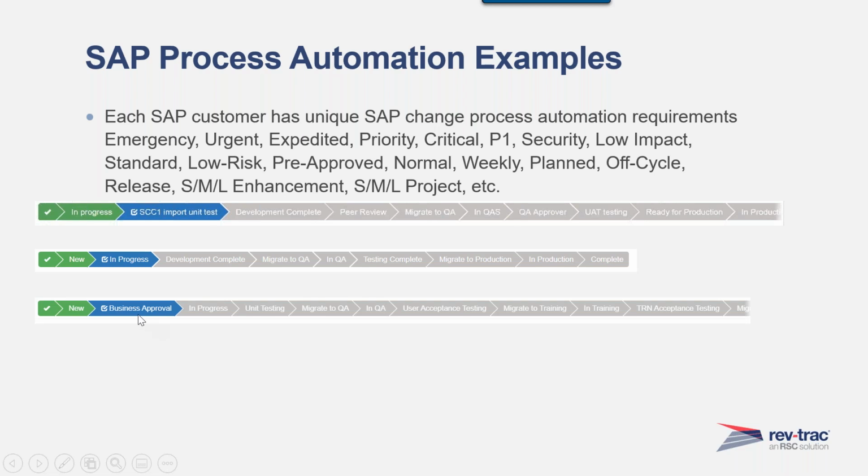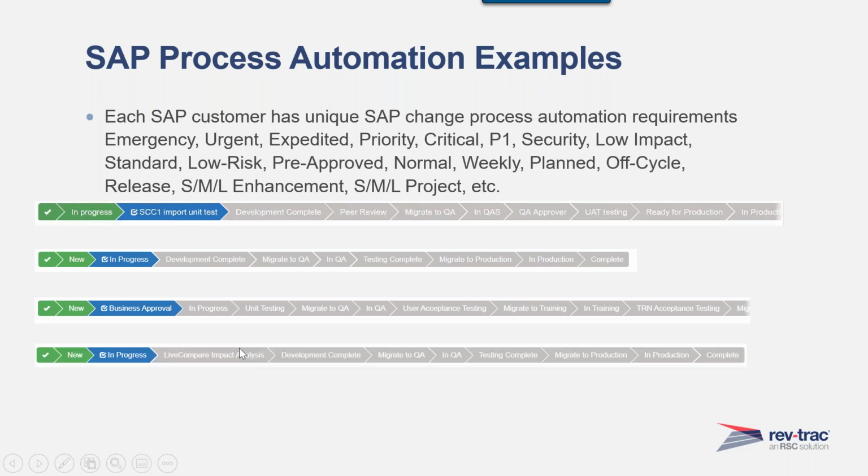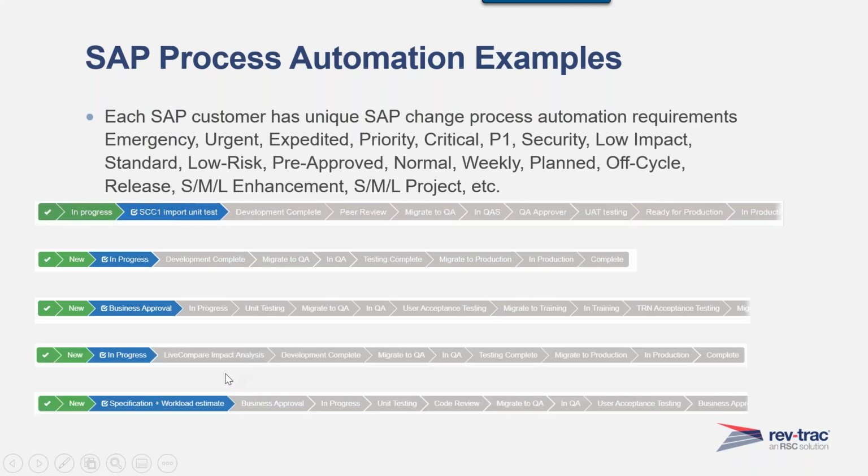Maybe you have to do some upfront business approval before a change is ever made. That's a good idea to help keep things clean. And then you do some unit testing before you migrate it. Again, these are just some examples. There's no limit to how many workflows you can create in Rev-Trac, and you could have 5 steps or 50 steps. We normally don't recommend 50 steps because we don't think the users would appreciate that, but there's no real limit.